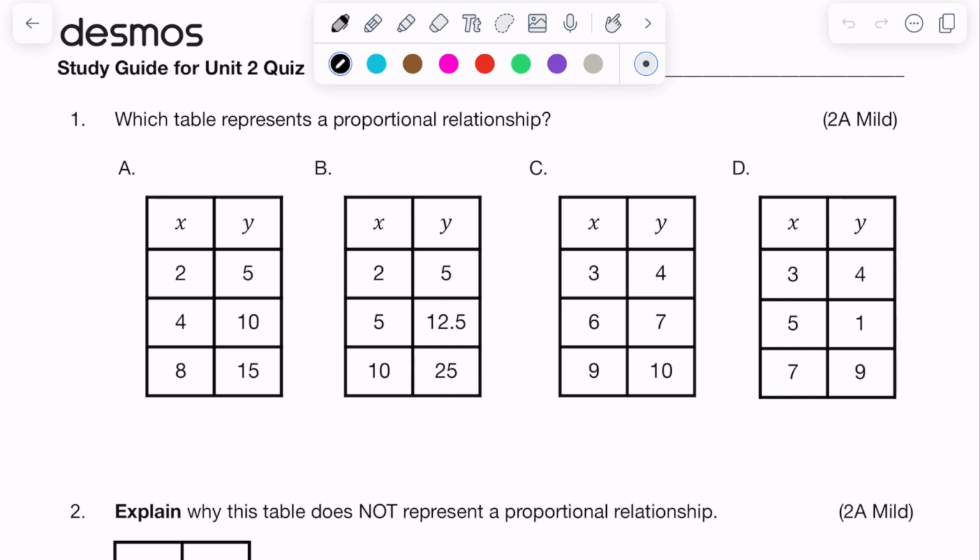Let's just dive in. Question 1. Which table represents a proportional relationship? So there's just one right answer here.